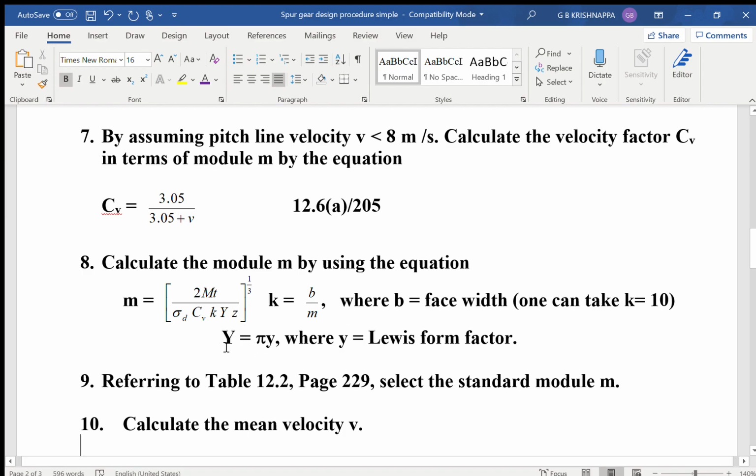So uppercase Y or capital Y is equal to pi into y, where small y or lowercase y is the Lewis form factor. Referring to table 12.2 in page 229, select the standard module m.